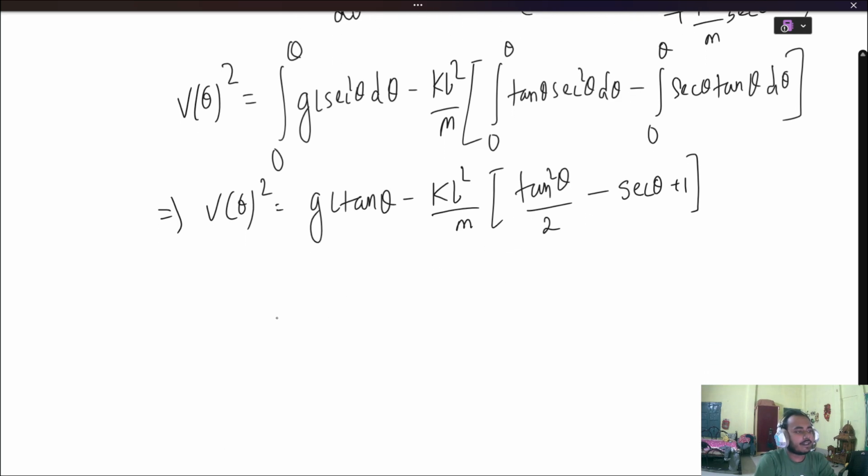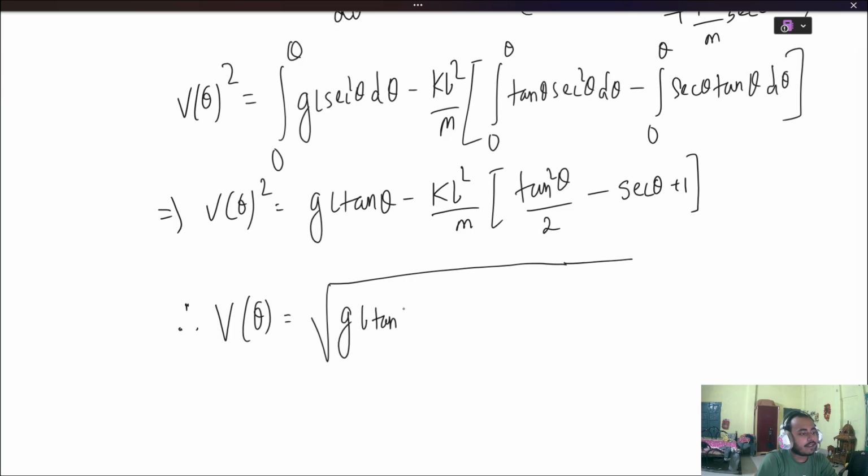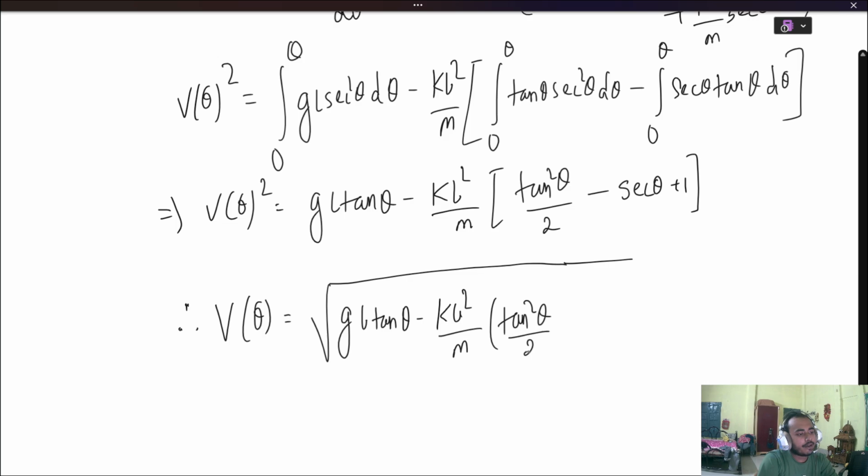So this completes your integration, and therefore the general value of v at any point according to θ, which is the angle that the spring makes, is given by root over of GL tan θ minus KL²/M whole into tan² θ by 2 minus sec θ plus 1. This is the general value.